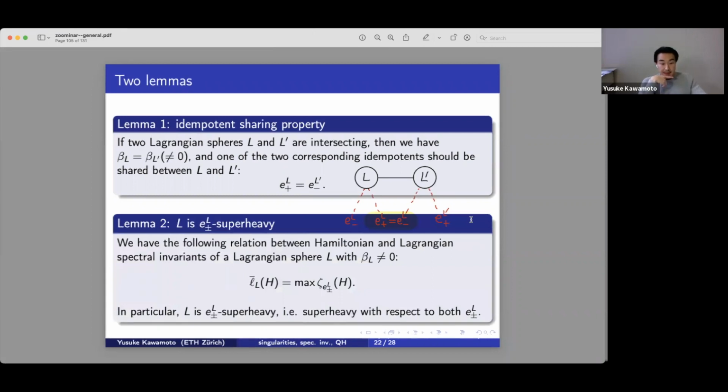And the second lemma is that if you have a Lagrangian L, you get two idempotents, and the Lagrangian sphere is superheavy with respect to both of the idempotents that you get. So once again, as soon as you have a Lagrangian sphere, it's superheavy with respect to the two idempotents that it produces.